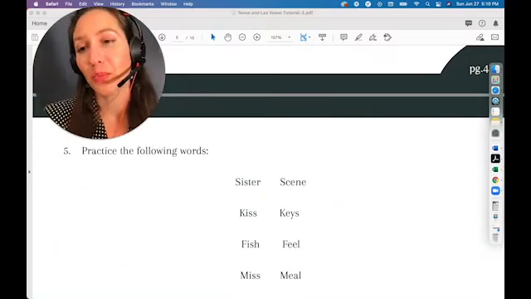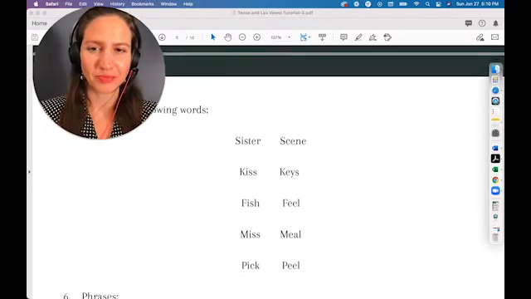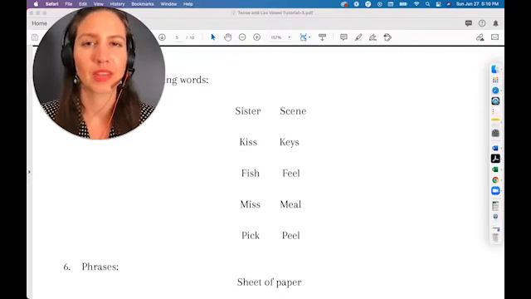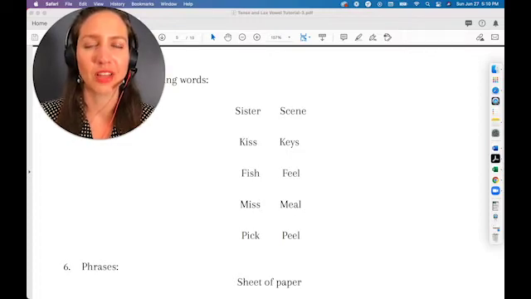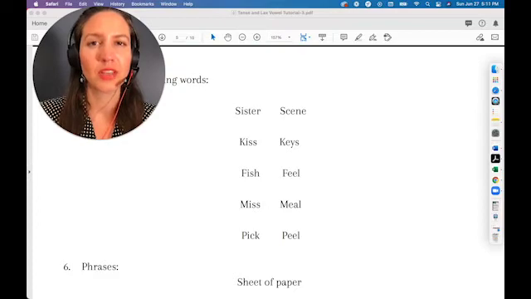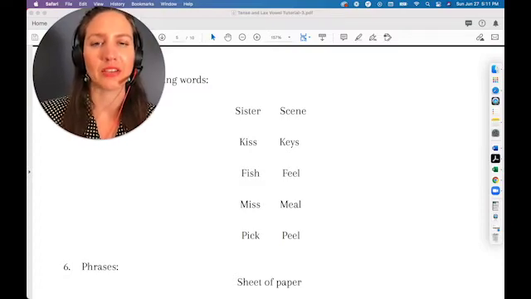Number 5. Practice the following words. Sister, seen, kiss, keys, fish, feel, miss, meal, pick, peel.